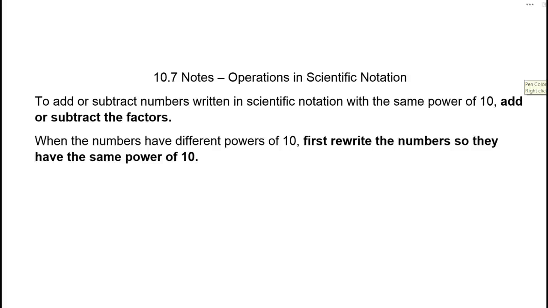All right, 10.7 notes are operations in scientific notation. To add or subtract numbers written in scientific notation with the same power of 10, all you have to do is add or subtract the factors, which are the numbers before the times 10 to the whatever. When the numbers have different powers of 10, you have to rewrite the numbers so that they have the same power of 10, and we'll get to that shortly.